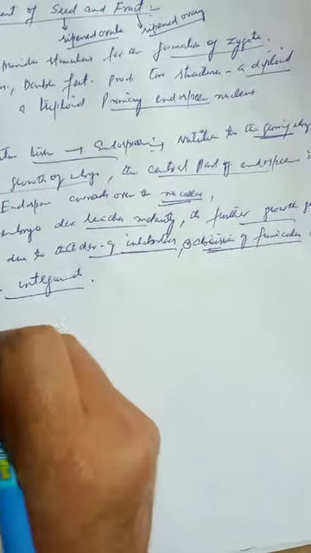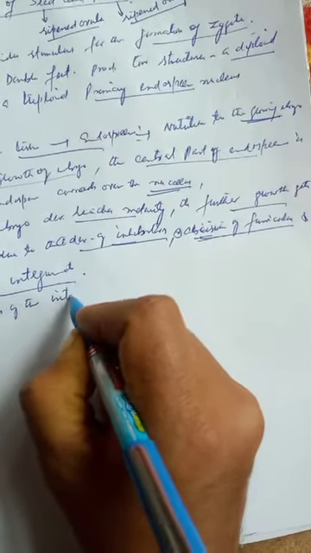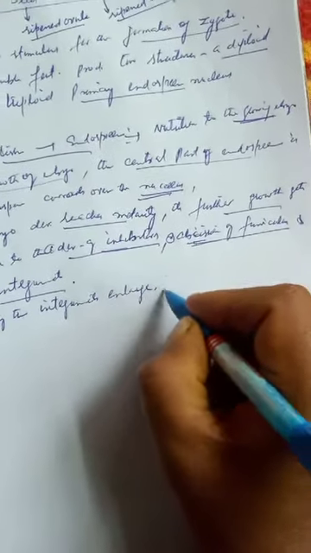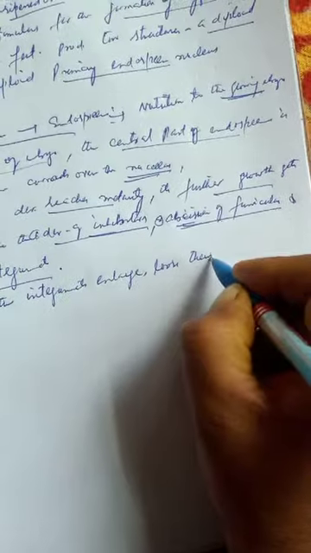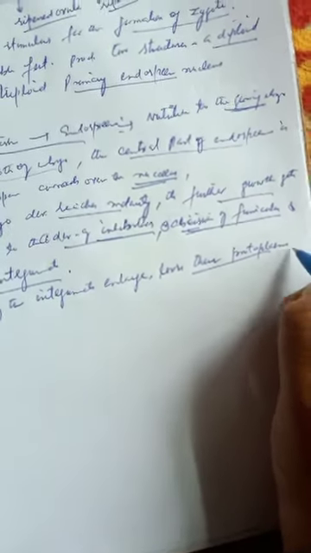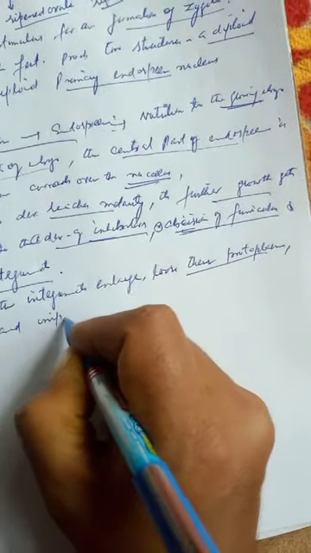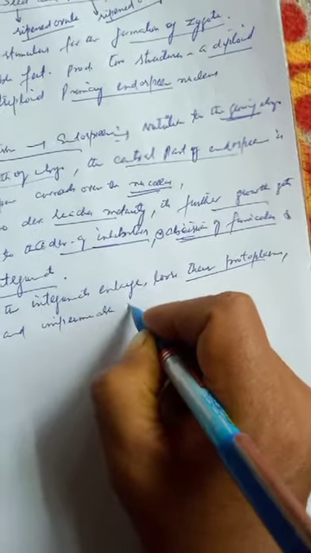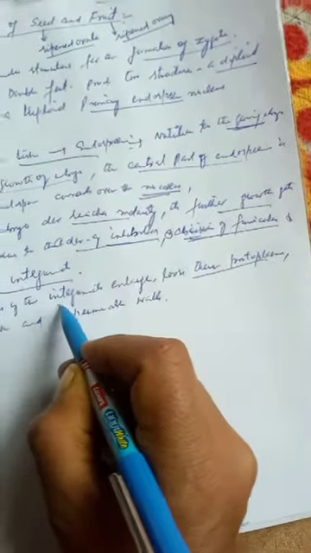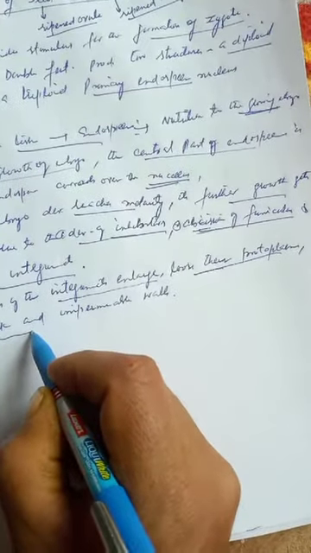The cells of the integuments enlarge, lose their protoplasm, that is they become dead, and develop thick and impermeable walls.